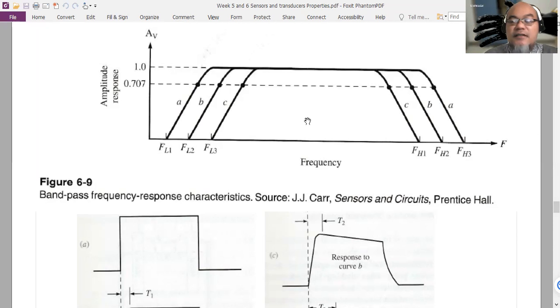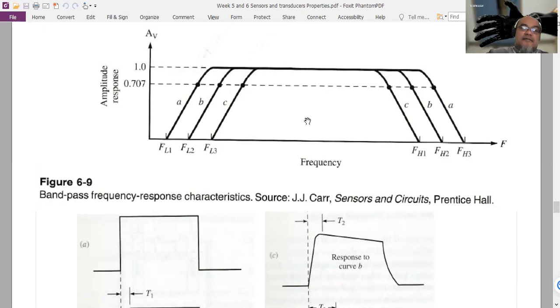What is the low frequency cutoff? This is the low frequency region below which the signal amplitude gain is lower than 0.707 compared to the steady state gain. 0.707 here comes from one over the square root of 2, from the RMS calculation.